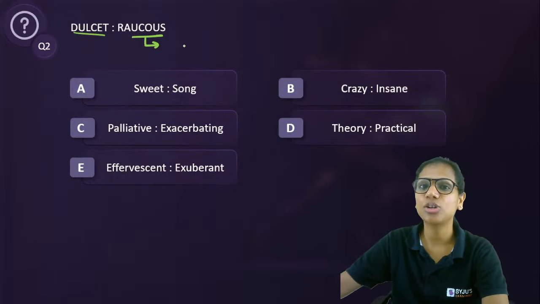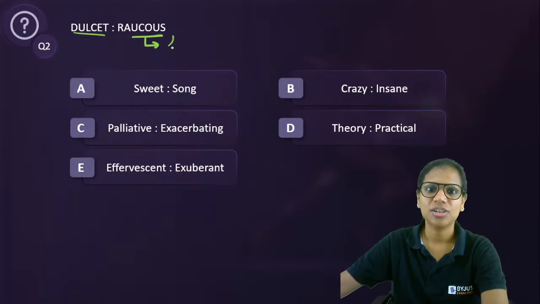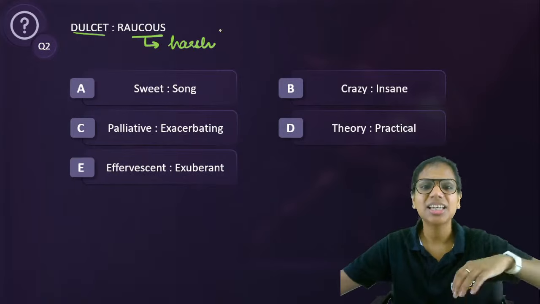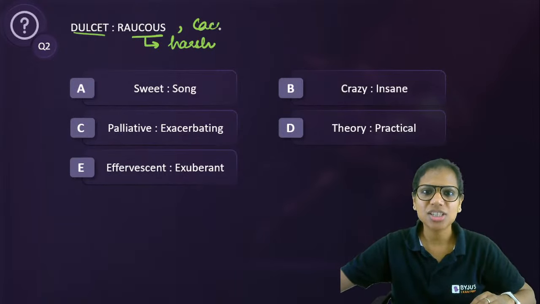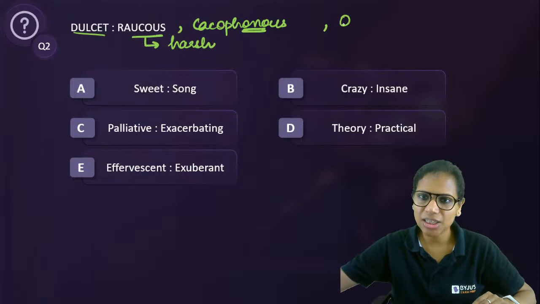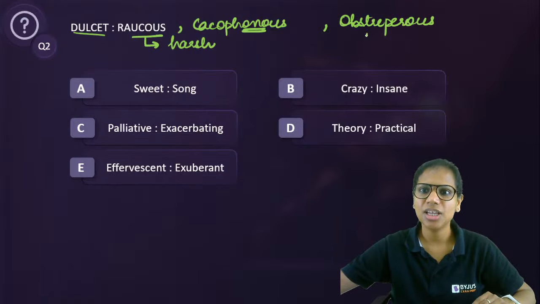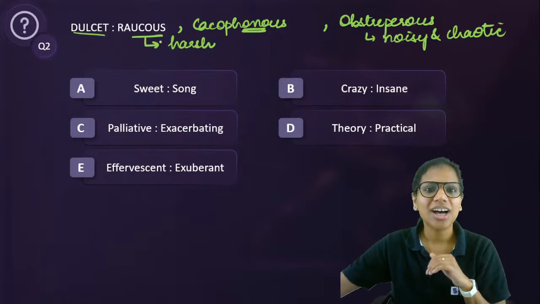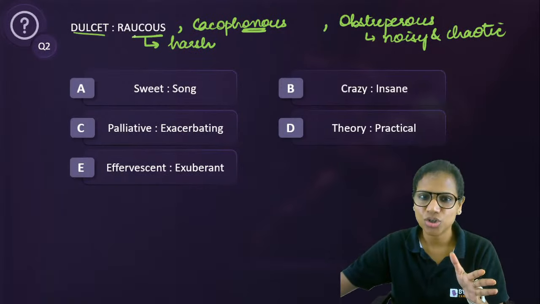The criminals had a raucous laughter. Harsh laughter is raucous laughter, right? We did words such as cacophonous. Cacophonous also means harsh, right? Then we did another word, obstreperous, which means noisy and harsh, noisy, chaotic and harsh, right? Noisy and chaotic. So these are the words that we covered at 12 today. Now, raucous is harsh, all right.